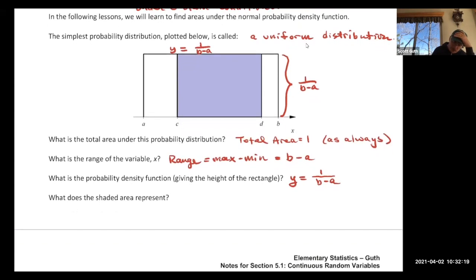And then it says, what's the shaded area? This is P, the probability that X is between C and D. So C less than or equal to X less than or equal to D is how we will write that, but I'll put it into words. This is the probability that X, which is a random value, remember it's called a random variable because it's a result of a random observation. So that X lies between C and D.